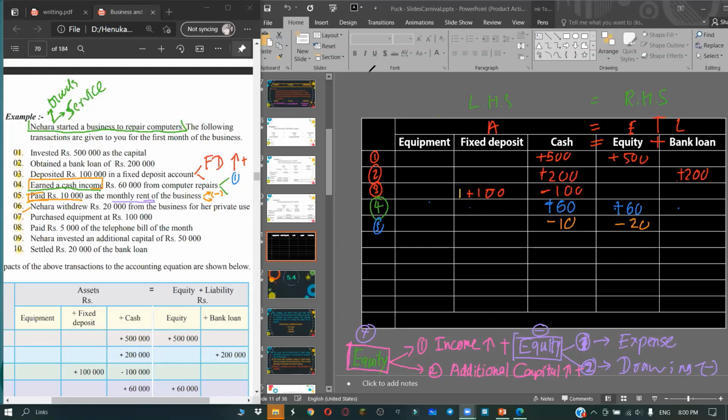Okay, wait. Okay, Nehara withdrew rupees 20,000 from the business. Withdrew means drawings, right? Here Nehara took money, not from the stock. So there is no stock as well because we have a service providing business, no? So the 6th one. Equity would be decreased, right?